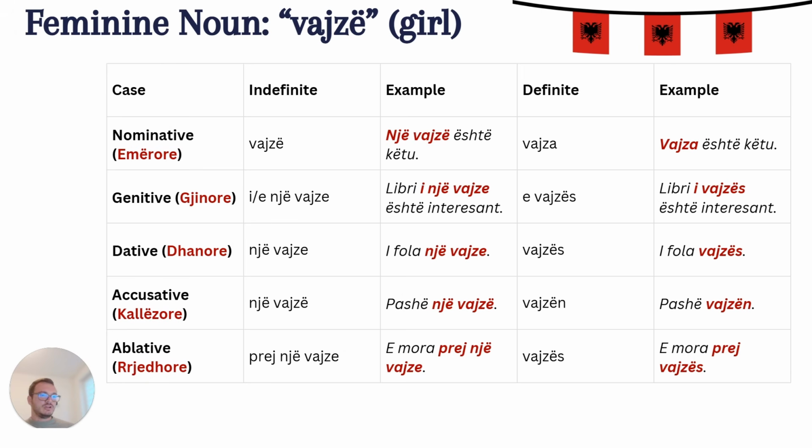And lastly, the ablative case, rasa rrjedhore, prej një vajze. Just like the dative, but we add the preposition prej. E mora prej një vajze. I took it from a girl. So like I took the book from a girl. E mora librin prej një vajze. So it shows the origin of where I took it. Vajzës in the definite, or prej vajzës I meant, sorry. E mora prej vajzës. I took it from the girl.